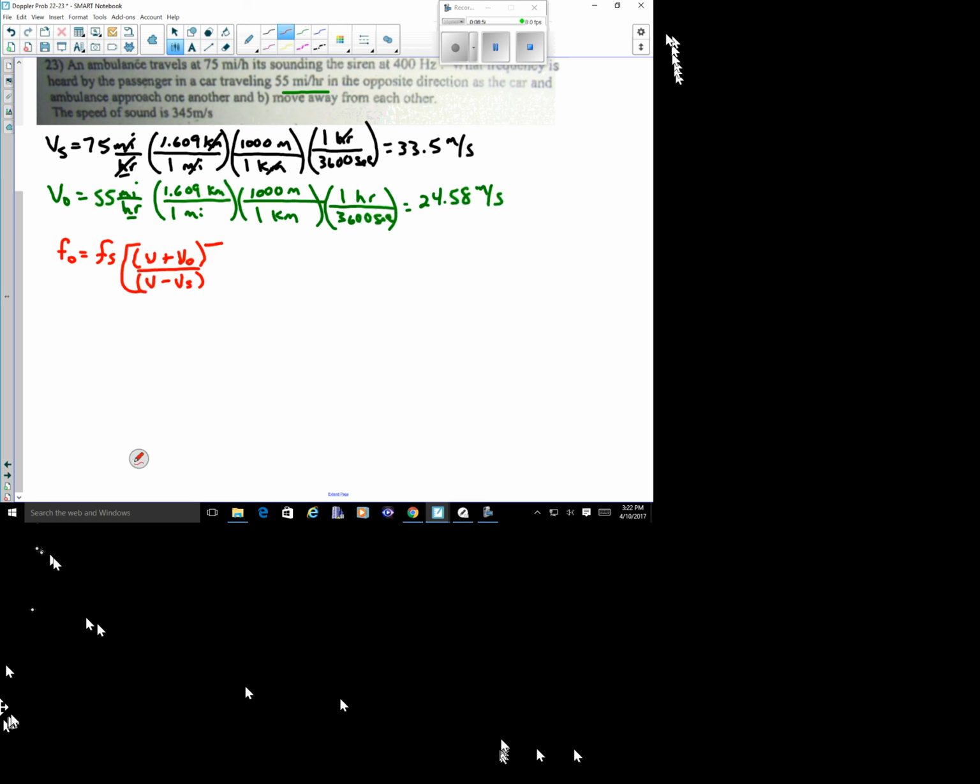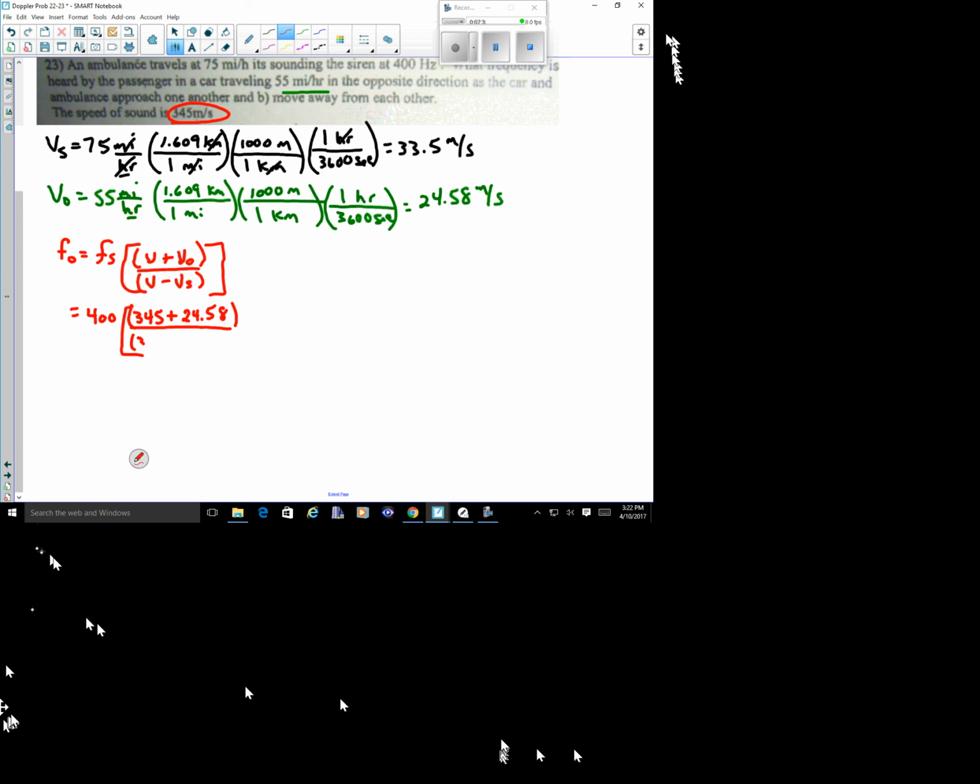Now we just fill in everything. So now the frequency of this siren is 400. So I'm going to put in a 400 here. But now the velocity and speed of sound is a little bit different. It says 345 in this column, so I'm going to put 345 here. Plus the velocity of the observer, which we got at 24.58. That's a positive 24.58, not because of the plus sign, but because it's going towards each other. Okay. I'm then going to come down here and put a 345 again.